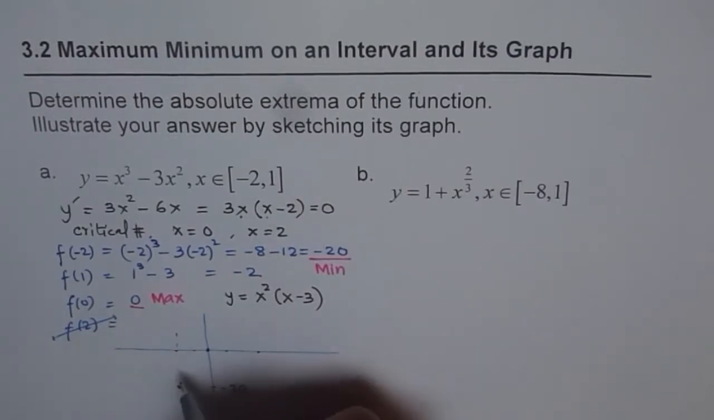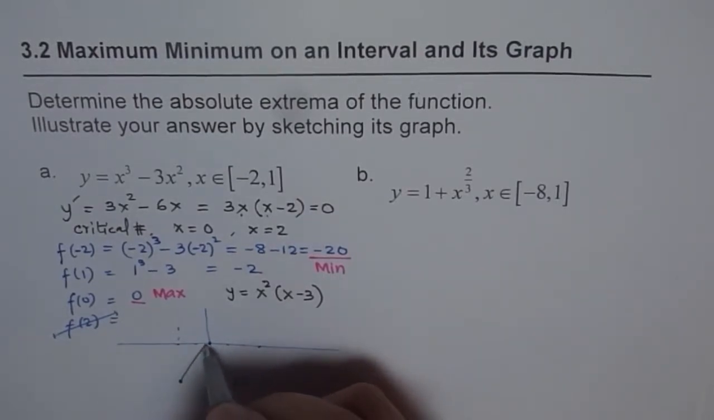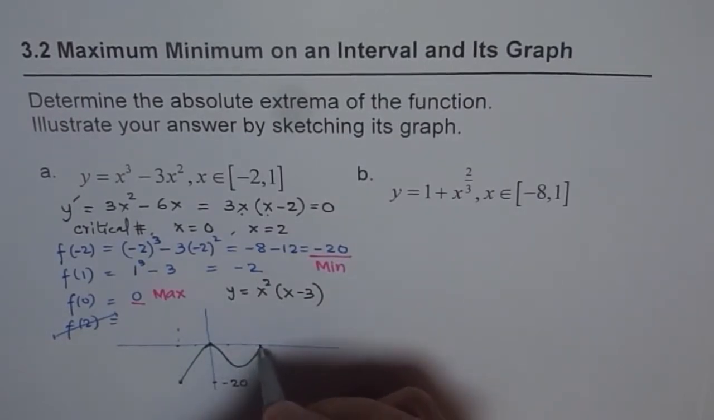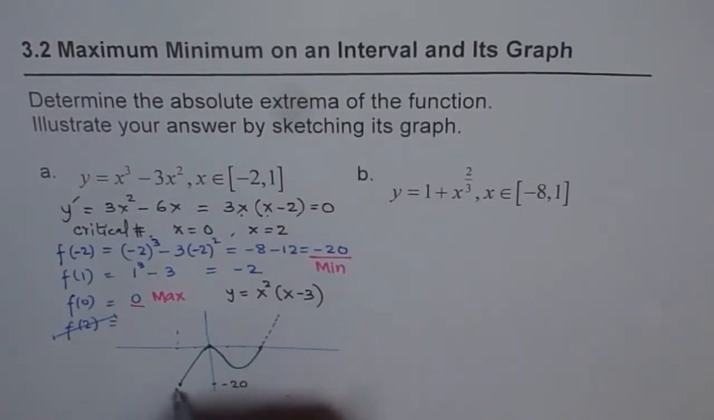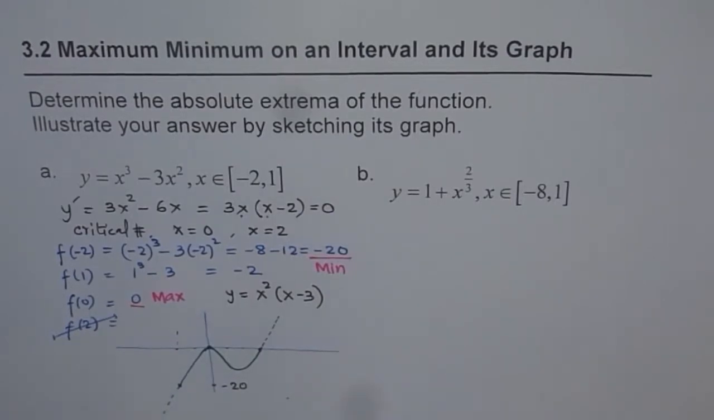So what you notice here is that this function will go like this, and then it has to turn from here, right? And then somewhere there it will turn and kind of go, right? So that is the function, and the solid line shows the boundary for our function, right? Now what is the value at 1? 1 is minus 2. So 1 is here.